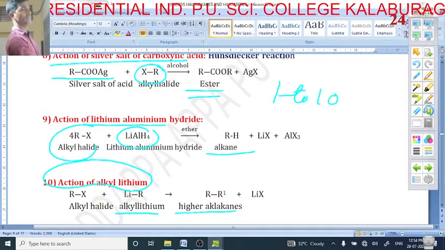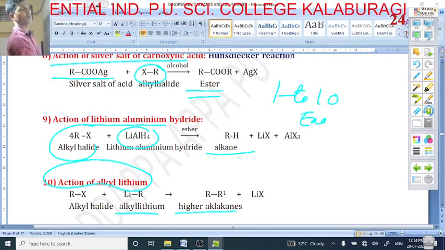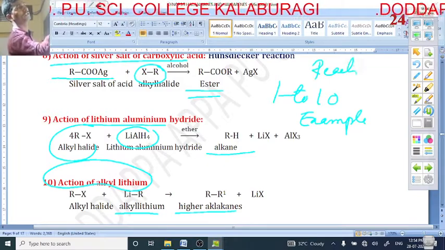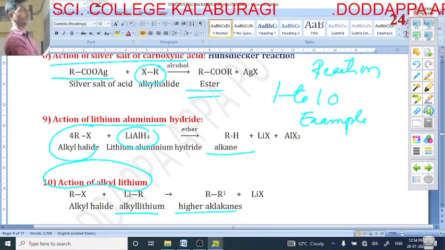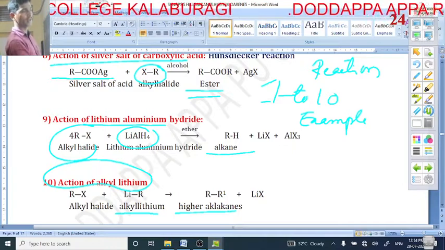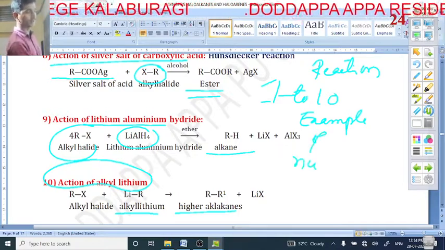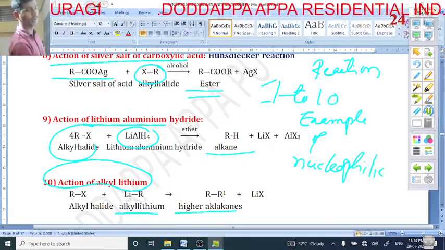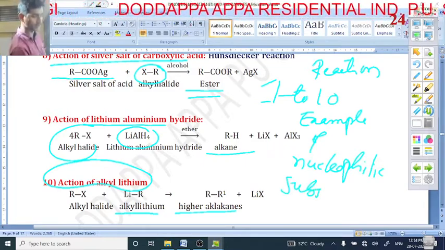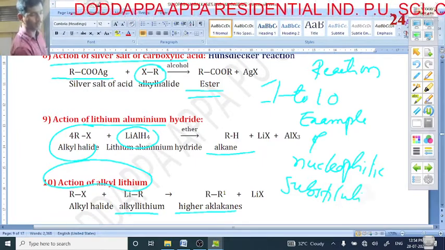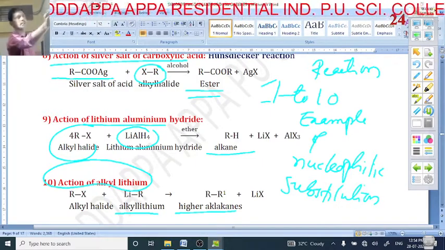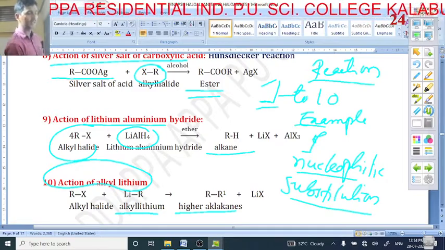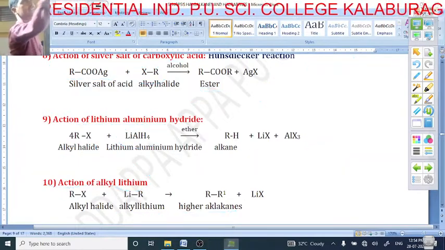Reactions 1 to 10, which we have already discussed, are the examples of nucleophilic substitution reaction. Next slide.